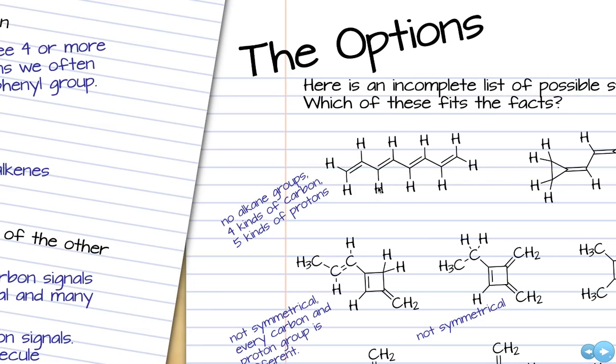This proton and this proton are exactly the same. The far ends of this molecule, this end and this end, are exactly the same. So there's only 5 different kinds of protons here. Look at this molecule, draw it out, convince yourself of that. There's 4 different kinds of carbons.